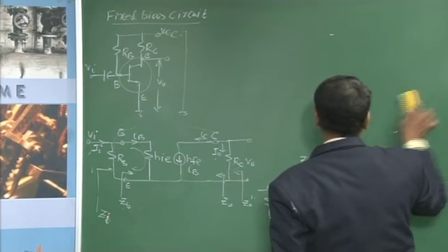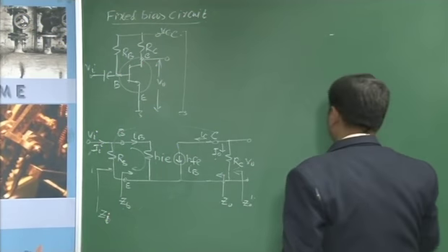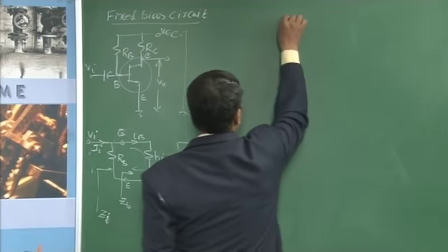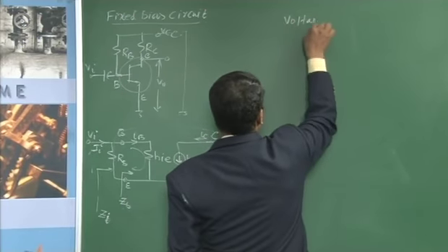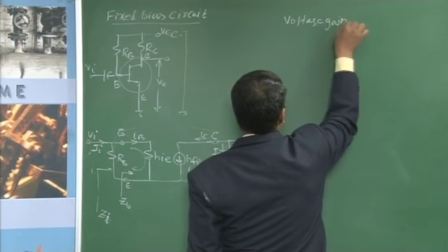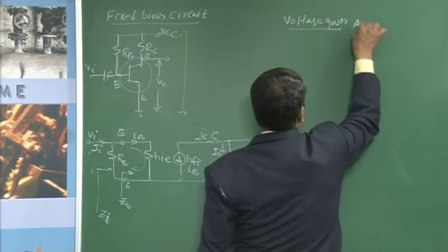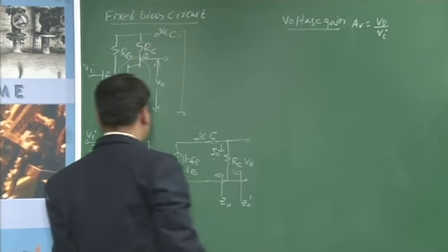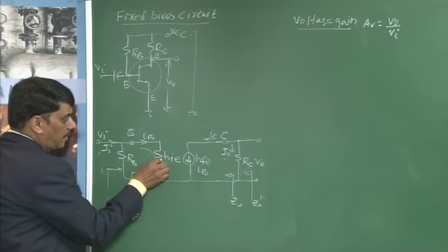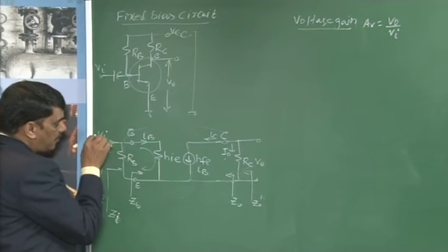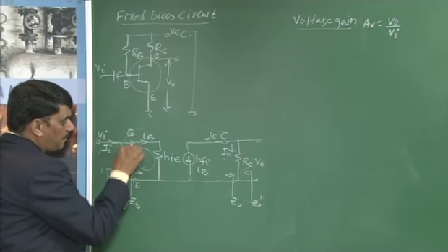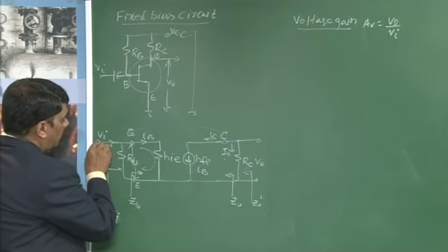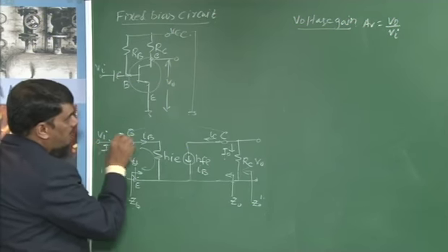Next, we need to calculate the voltage gain. The voltage gain is defined as AV is equal to V0 by Vi. Because these two are a parallel combination, there is no source resistance. Whatever voltage is applied, that same voltage appears across this terminal. Hence, as there is no source resistance, AVS is equal to AV.